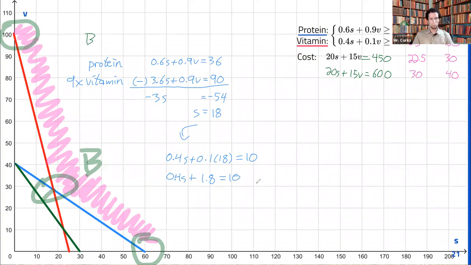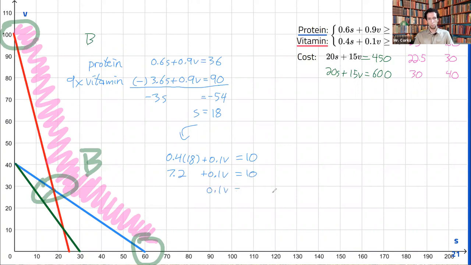Professor, shouldn't we be substituting 18 to the 0.4? For S, yes. Okay. Thank you. I could see something was wrong there. I didn't immediately see what. 0.4 times 18. Okay. And plus 0.1 V. Just make sure I'm looking at the right things here. Okay. 0.4 times 18. What's that number? 7.2. All right, 7.2 plus 0.1 V is equal to 10.